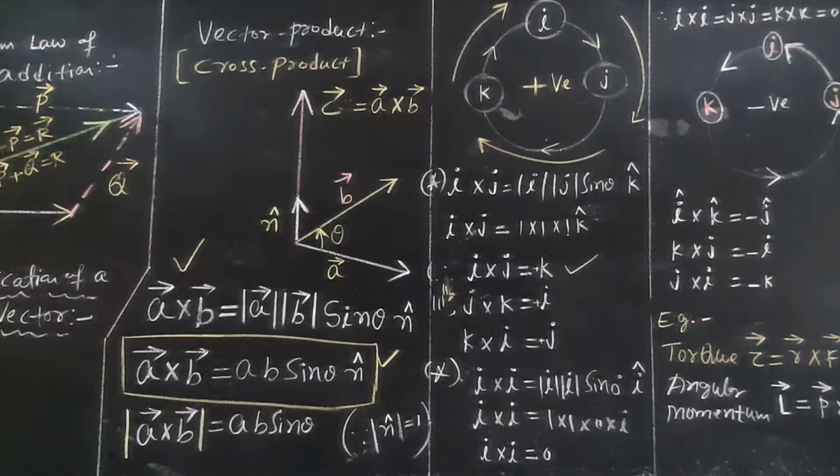What is n cap? N cap is the unit vector which is acting along the direction of the resultant of vector A cross vector B, where vector C is the resultant of vector A cross vector B. If A is crossed with B in the anti-clockwise direction, the resultant will be vector C in the upward direction. If you take vector B cross vector A, that is in the clockwise direction, the result will be in the downward direction.